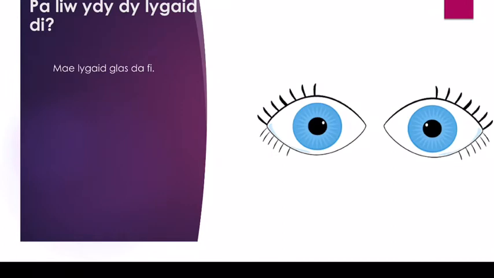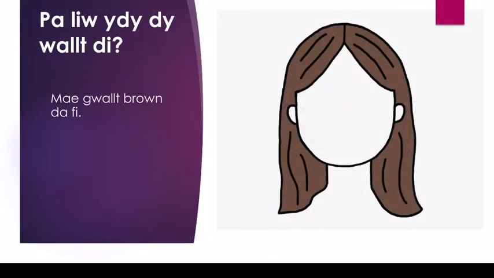Now's time to practice telling other people what we look like. So first of all, pa lliw yw dy lygaid di? What colour are your eyes? Mae llygaid glas gyda fi. I have blue eyes. Next is to tell them what colour hair we have.